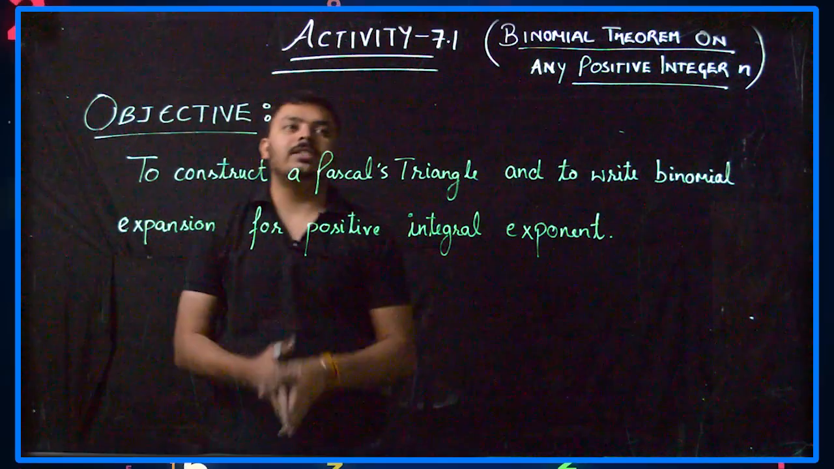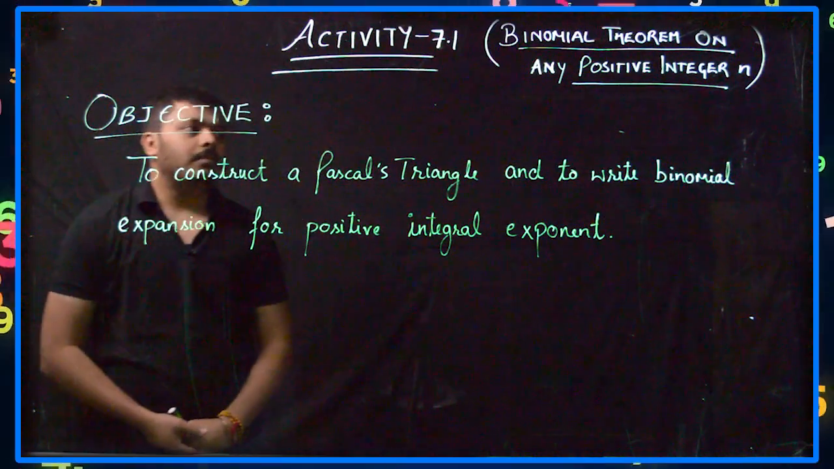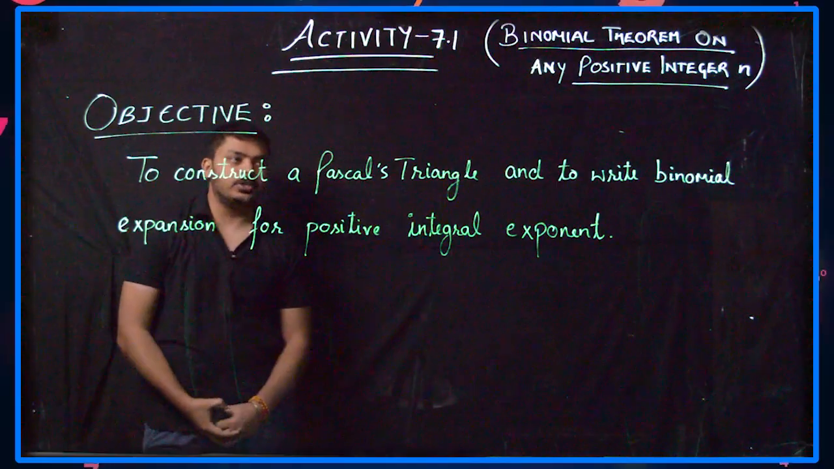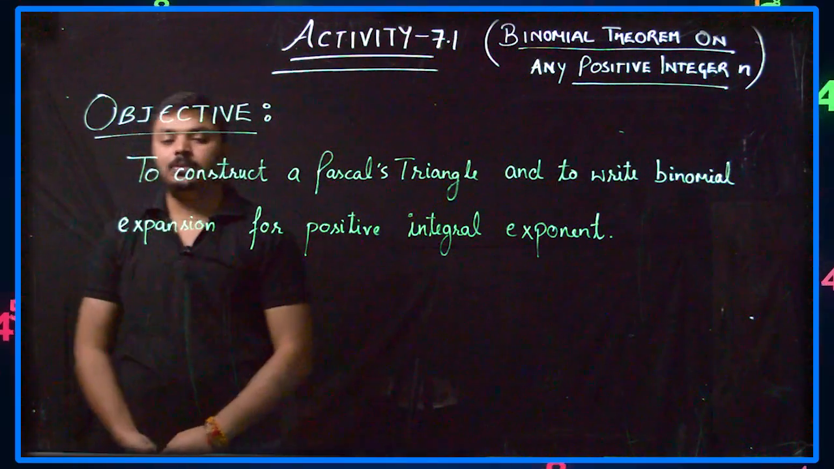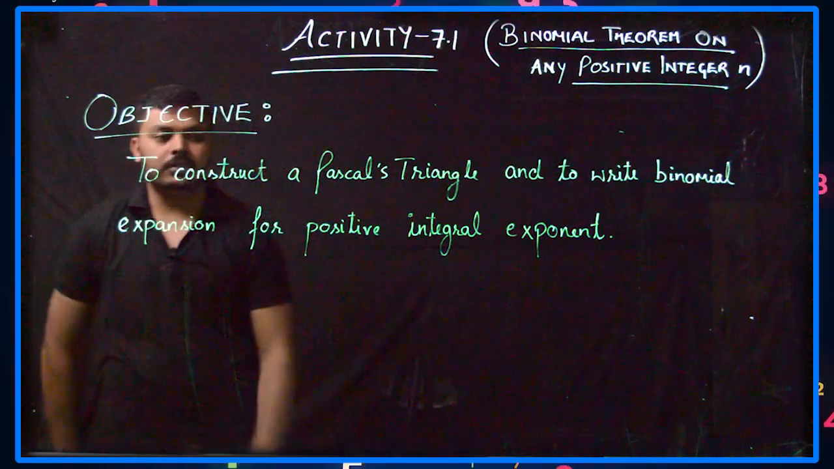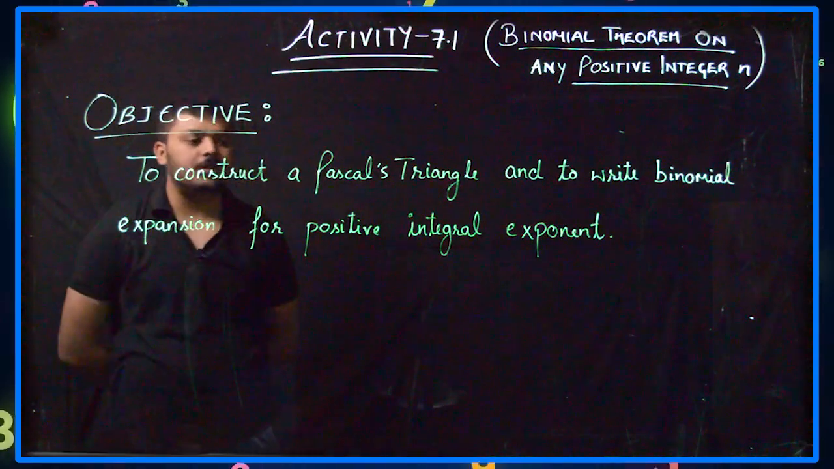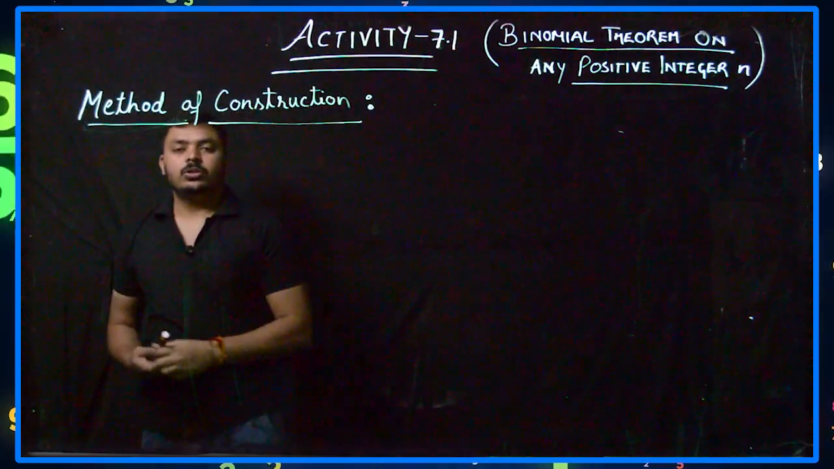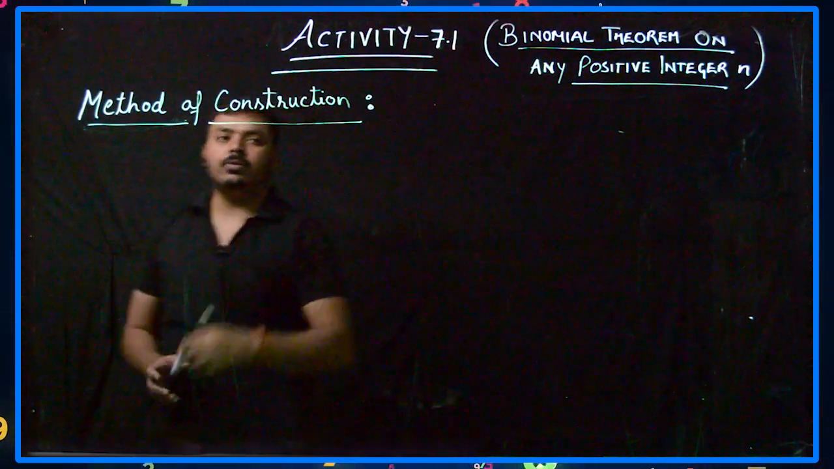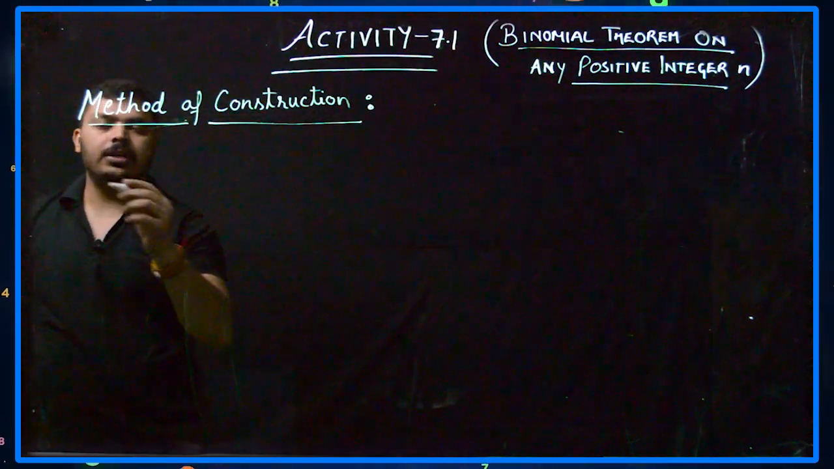So students, now let's start activity 7.1, binomial theorem on any positive integer n. So our objective for this activity is to construct a Pascal's triangle and to write binomial expansion for positive integral exponent. So students, now let's see the method of construction for the given activity.